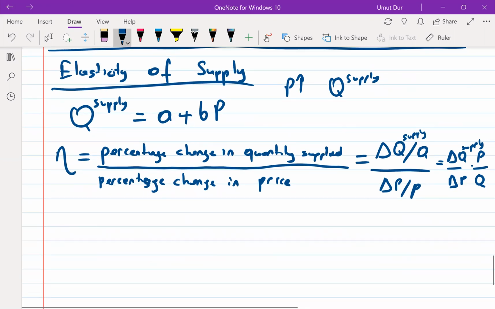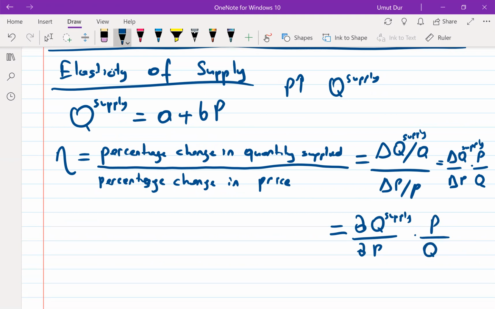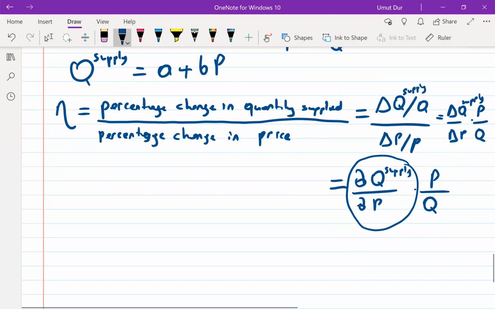If you would like to write this formula in terms of derivatives, it will be dQ supply over dP times P over Q. So given this linear supply function, what is the value of this term? What is dQ over dP? It is B, so B times P over Q.